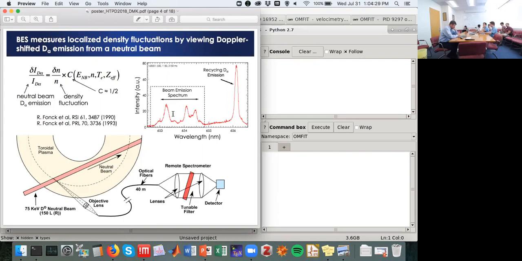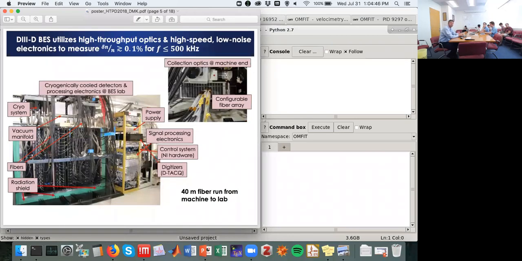And if you work through the atomic physics, it turns out the intensity of that emission line is proportional to the density of the plasma. And so just by measuring this emission line with very high precision, low noise amplifiers, we basically measure fluctuations in plasma density. And because I'm a diagnostician, I have to throw up the picture of what the diagnostic looks like. So just a crazy mess of amplifiers, vacuum, cryogenically chilled amplifiers, fibers, signal processing electronics, you name it.